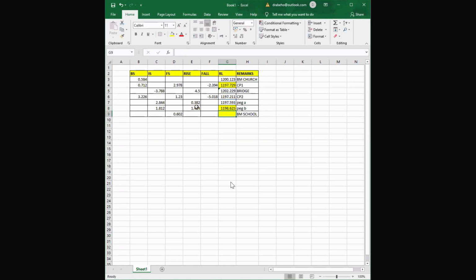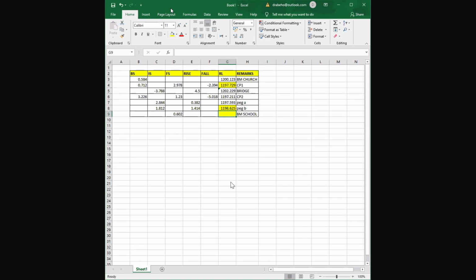Is it okay now? Why can't we just use the intersides to compute the rise? Why don't we just compute the rise from peg A to peg B? Why do we have to go back to the CP? We can't compute the rise or fall between A and B because it is the backside reading that we use to establish the height of collimation.